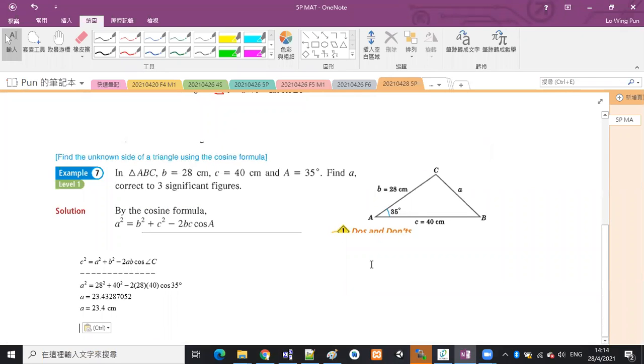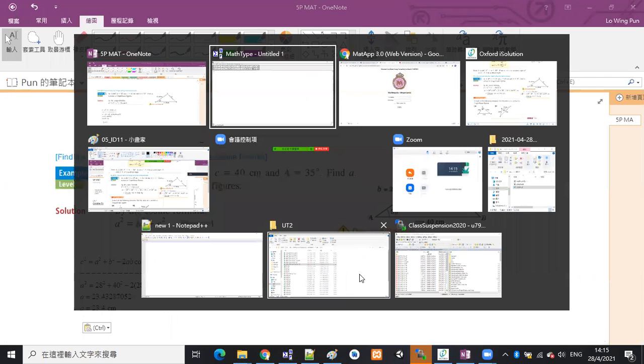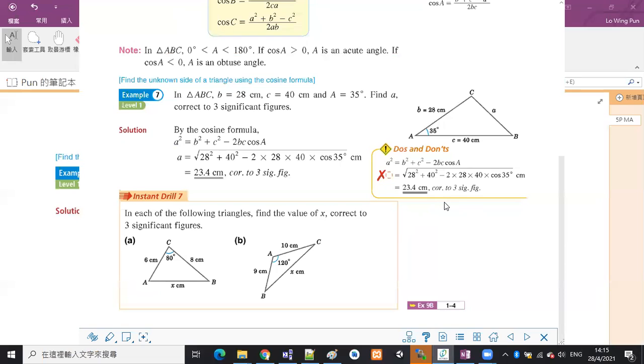Okay, so I would like you to try to do the instant rule number 7. Instant rule number 7 now. Okay, I'll give you 2 minutes.